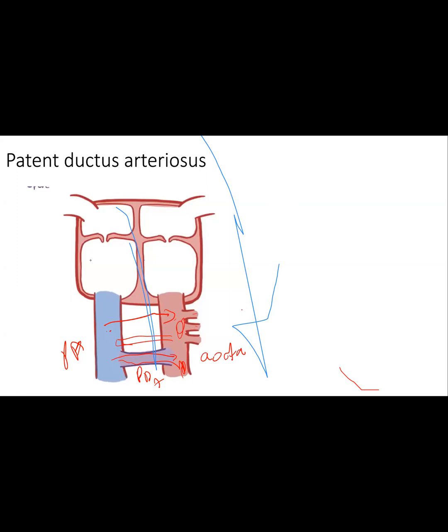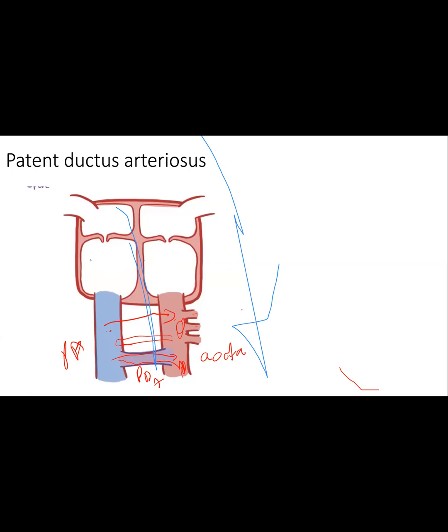And treatment in patent ductus arteriosus in neonates is usually prostaglandin inhibitors, which are used to close the PDA. Prostaglandin itself, during fetal development, is produced by the ductus arteriosus and the placenta to keep the ductus arteriosus open. However, at birth, when the oxygen level goes up, the prostaglandin level falls, and as a result, it causes the ductus arteriosus to close off.